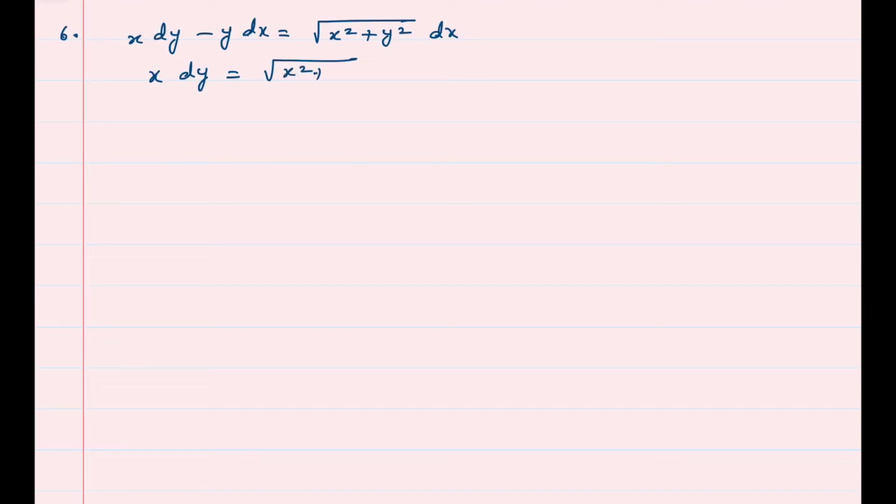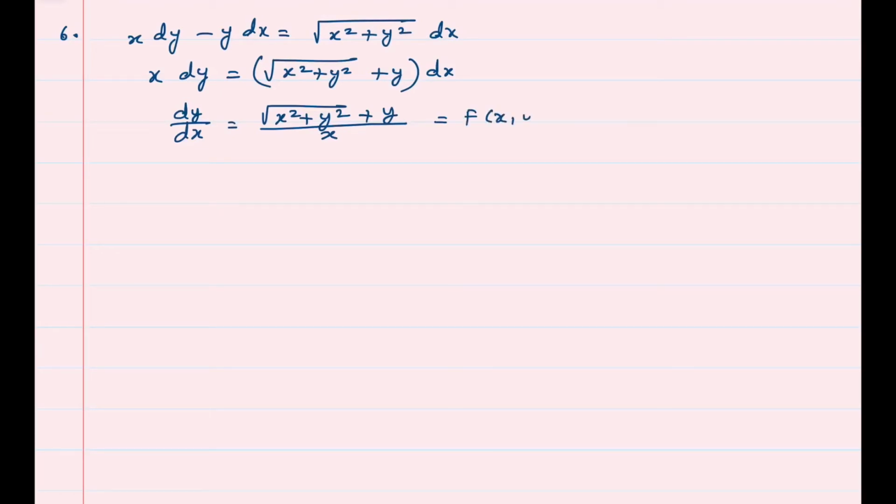Question 6. x dy minus y dx equal to root of x square plus y square dx. x dy is root of x square plus y square plus y dx. Dx is common. We will write dy by dx. This is root of x square plus y square plus y divided by x. We will take this as f of xy and we have to show that it is a homogeneous differential equation.